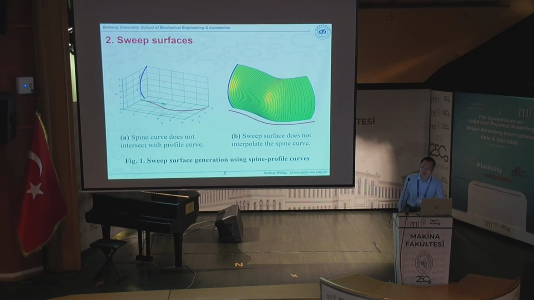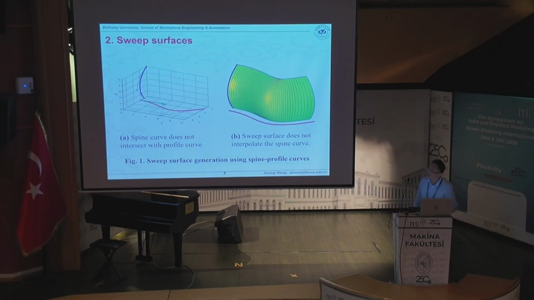This figure shows the process of generating a sweep surface based on a profile curve and a spine curve. In figure A, the red curve represents the spine, while the blue curve denotes the profile. The green arrow indicates the tangent vector at the starting point of the spine. Figure B shows the sweep surface generated under these conditions. It further shows the sweep surface generated when the spine and the profile do not intersect.